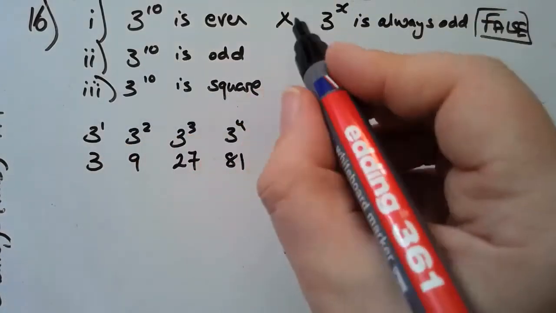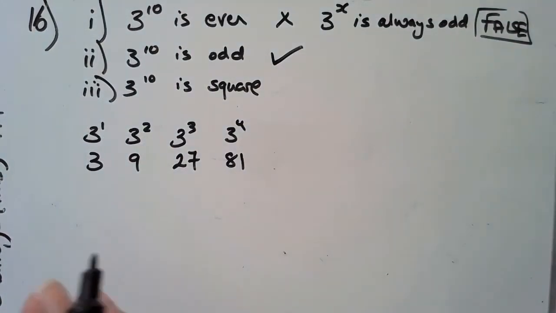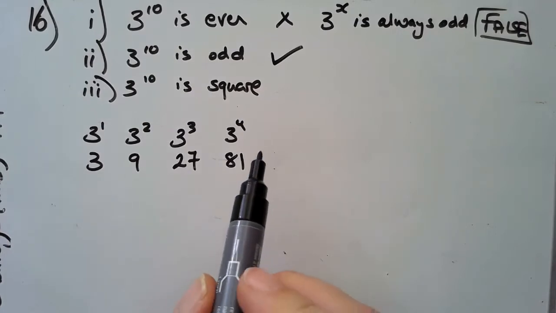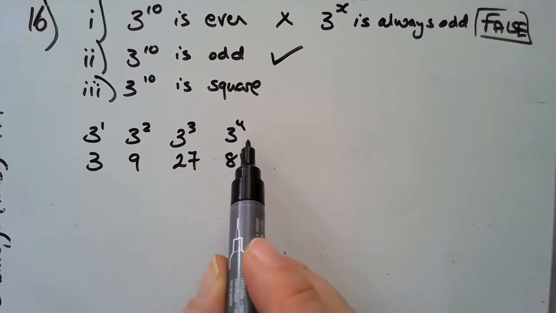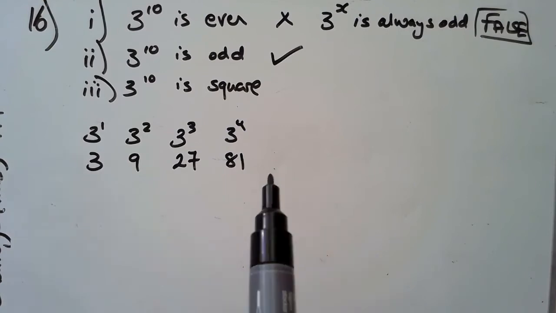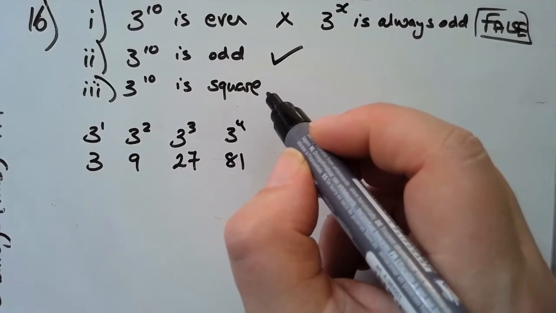Three to the power 10 is odd. Well, we've just shown that it's always odd. Haven't proven it categorically, but the pattern shows it. If we multiply an odd number by another odd number, we're always going to get an odd number. And then 3 to the power 10 is square.